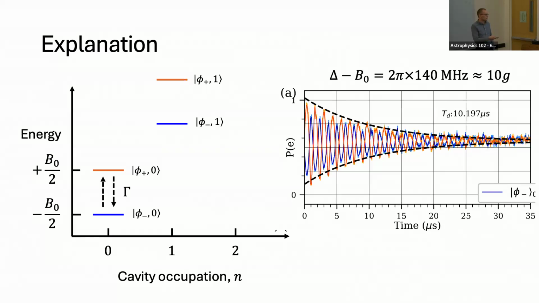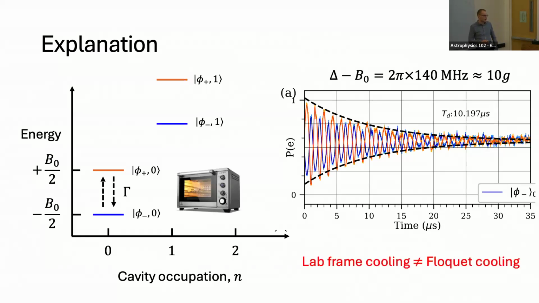So why did this happen? It just happened because these cooling processes in the lab frame can be heating in this Floquet frame. So we have not just transitions from phi plus down to phi minus, we actually also have transitions from phi minus up to phi plus. So we end up with this final steady state, which is mixed between both of these things. Okay, so yeah, it's having heating in the Floquet frame.